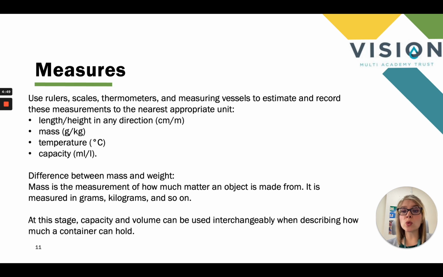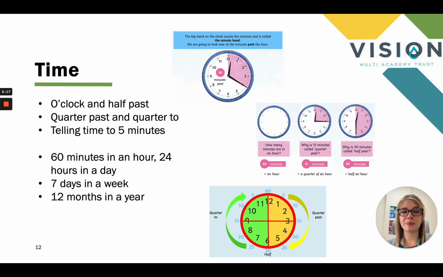Now it's important to understand the difference between mass and weight. And if we start teaching the children this from the word go, it's much easier than having to undo this misconception later on. So mass is the measurement of how much an object is made from, and it's measured in grams or kilograms. So mass is how much, and it's in grams or kilograms. Now at this stage, capacity and volume can be used interchangeably when describing how much something can hold.